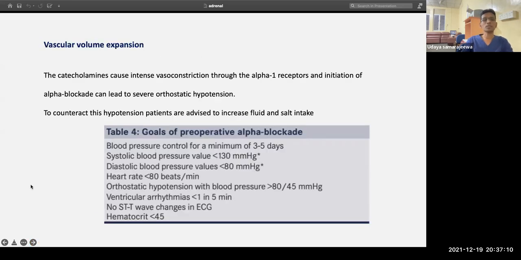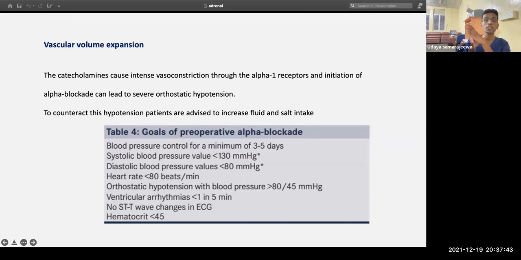So this is about vascular volume expansion, because catecholamine causes intense vasoconstriction. And once we block that, there is also orthostatic hypotension. This is counteracted by giving more IV fluids, predominantly crystalloids, with an increase in the salt intake. So once you do this preparation, looking into these parameters, you know that your patient is ready for surgery.